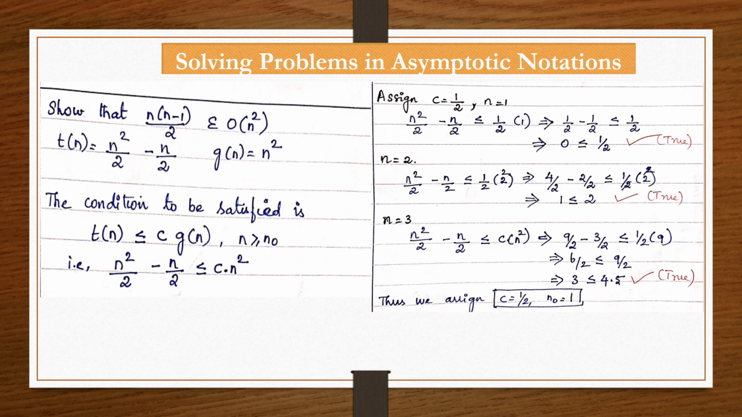So we assign c is equal to 1 by 2 and the condition starts true from n is equal to 1 onwards. So that is why I am placing n naught as 1. So from this we can say that the given function n into n minus 1 by 2 belongs to big O of n square, since the condition is satisfied.